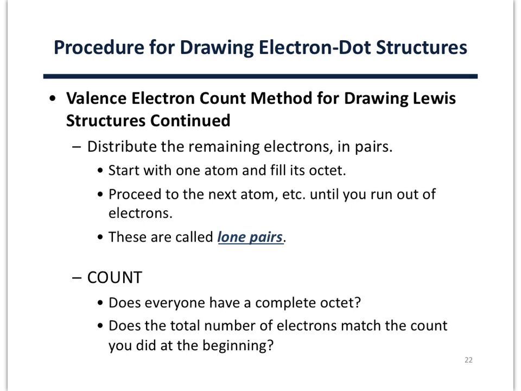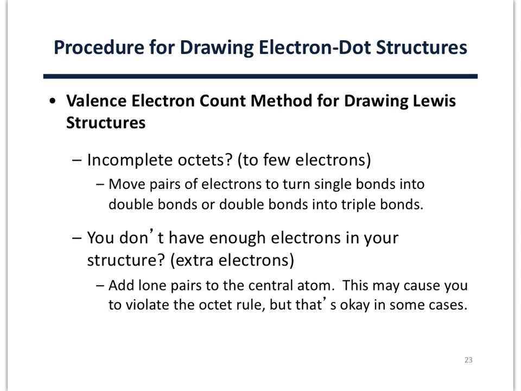I'll go ahead and say that if you have more electrons in your structure than the valence electron count, then something is wrong. The only acceptable options here are that you have exactly the same number of electrons as in your valence electron count, or your structure contains less. In other words, you have leftovers. Again, if all atoms have a complete octet and your structure has the same number of electrons as your valence electron count, then you're finished.